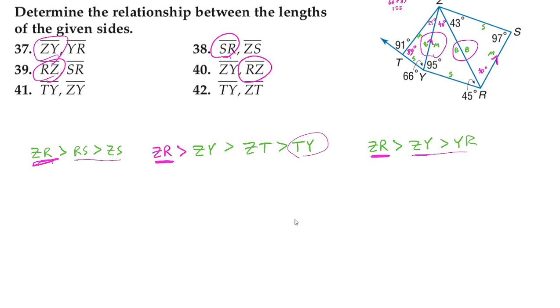Okay, that's right here. And then TY or ZY. So ZY is bigger. That's this right here. So ZY is bigger. And then lastly, which one's bigger, TY or ZT? That's this one right here. So ZT is bigger. Shoo!